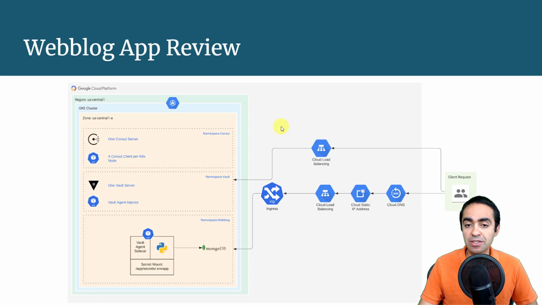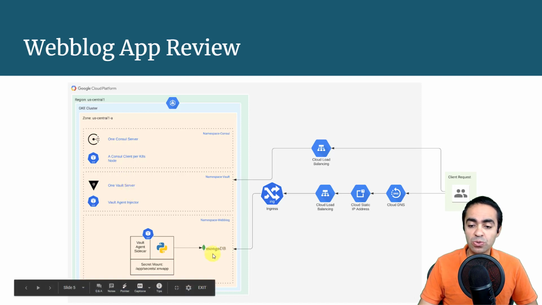But basically, this is deployed in GCP, Google Cloud Platform, and we have a region, we have GKE, so we're running Kubernetes here. We've got a zone, and then I have Consul running. This is going to be used for a service mesh. I have Vault running as well for secrets, to provide secrets to my Python Flask app to be able to talk to the Mongo database.